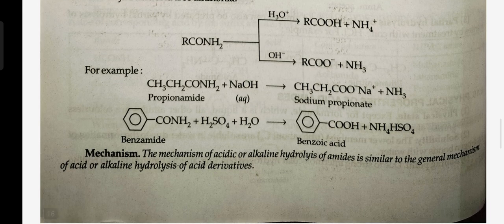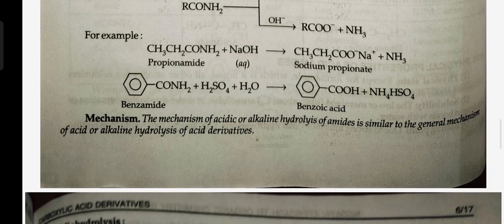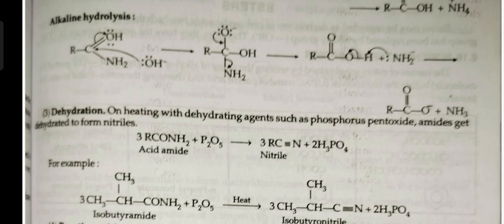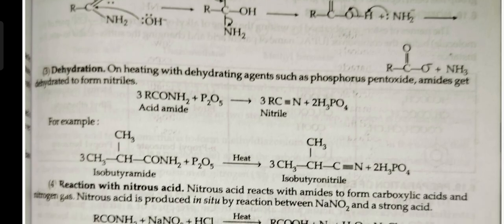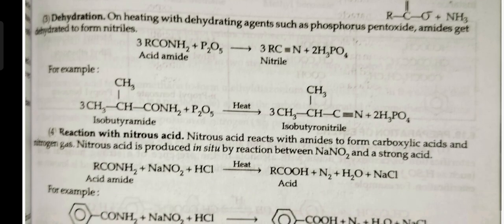Mechanism. The mechanism of acid or alkaline hydrolysis of amides is similar to the general mechanism of acid or alkaline hydrolysis of acid derivatives. Third, dehydration. On heating with dehydrating agents such as phosphorus pentoxide, amides are dehydrated to form nitriles. Acid amide in the presence of P2O5 gives nitriles.